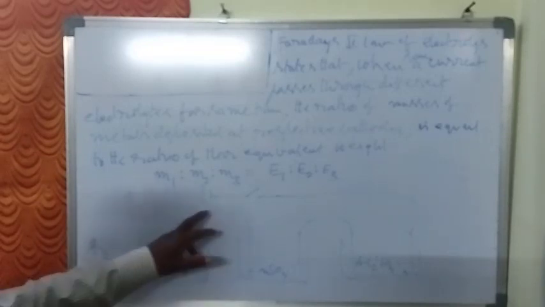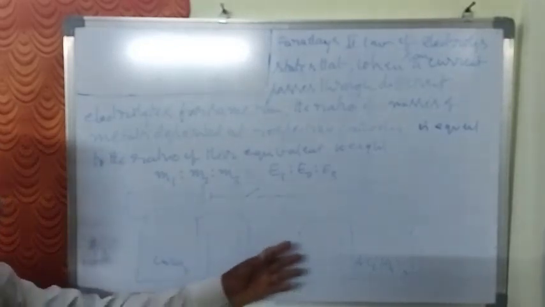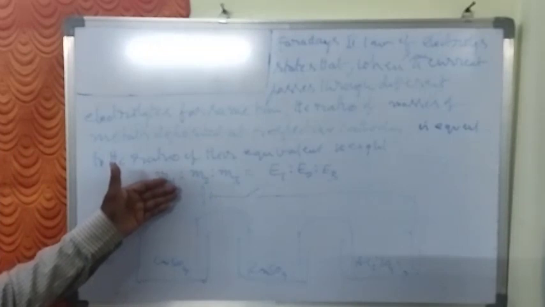So when different electrolytes are connected in series and connected to the same battery, the same current passes through all these electrolytes for the same time. Right. Then the second law is M1 is to M2 is to M3 is equal to E1 is to E2 is to E3. Therefore, what is the second law?